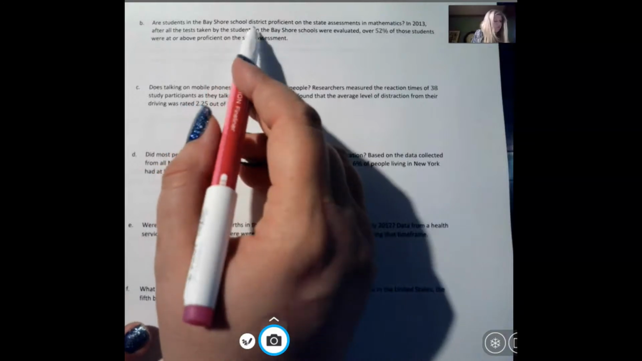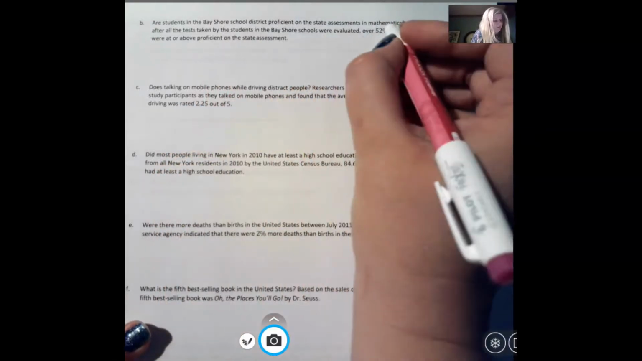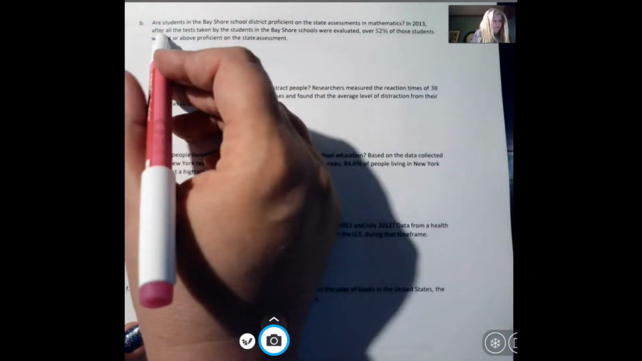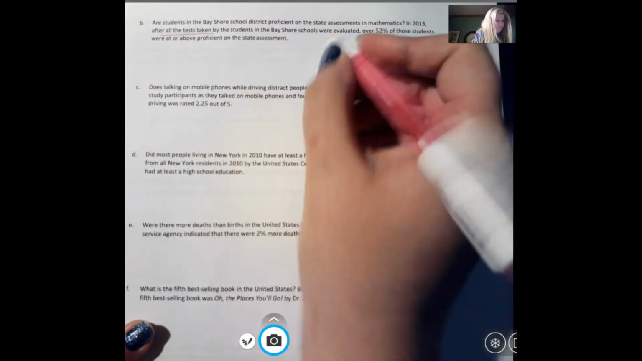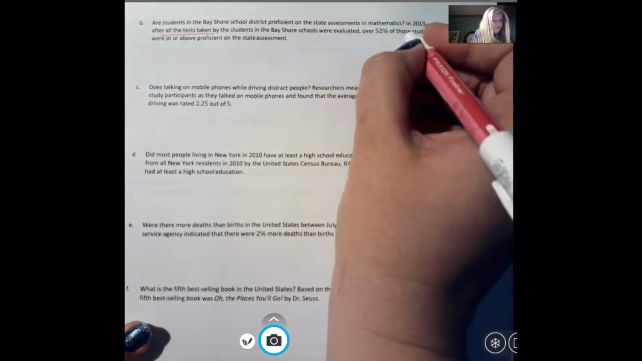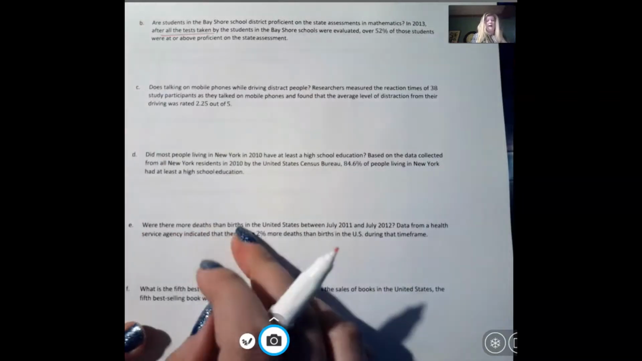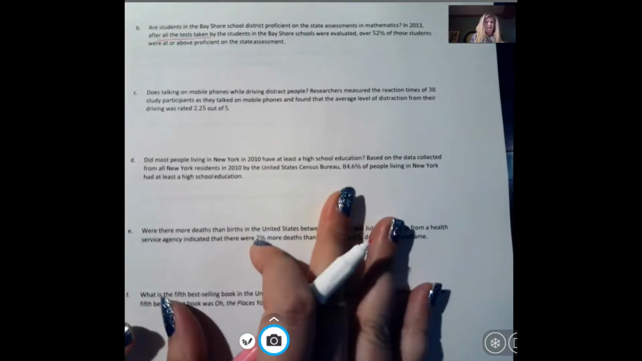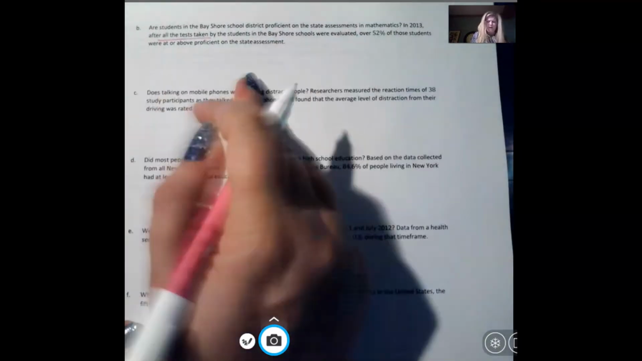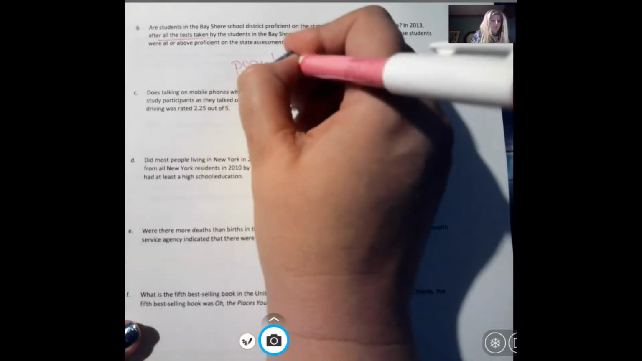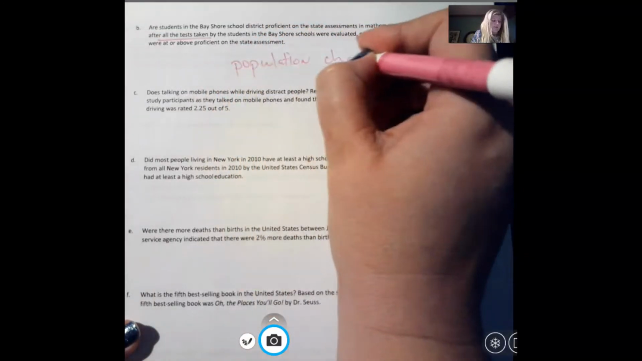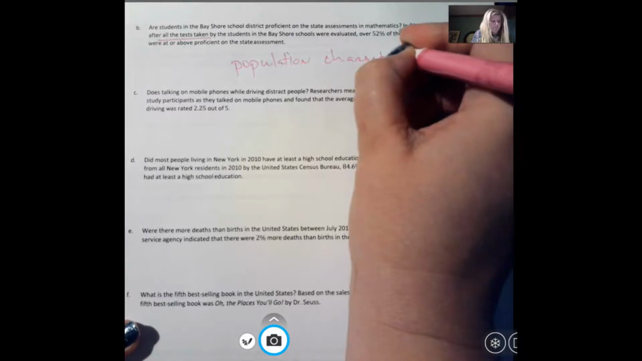Now, are students in the Bayshore School District proficient on the state assessment in math? In 2013, after all the tests taken by the students were evaluated, over 52% of those students were at or above the proficiency of the state assessment. Okay, so this is after they all did it, so it is a population characteristic because everybody did it.